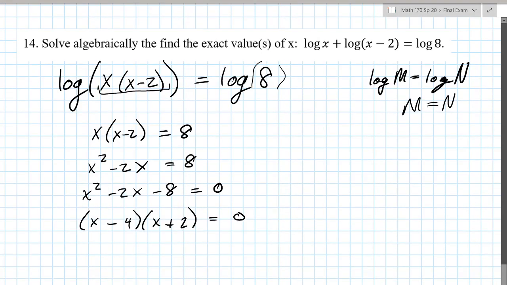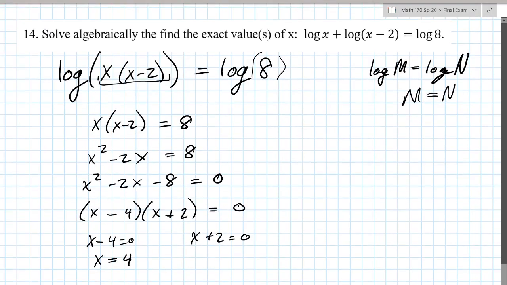Now I can use the zero product principle, which says that if I have two things multiplied together set to 0, that means either x minus 4 equals 0 or x plus 2 is equal to 0. So x is either 4 or x can be negative 2.